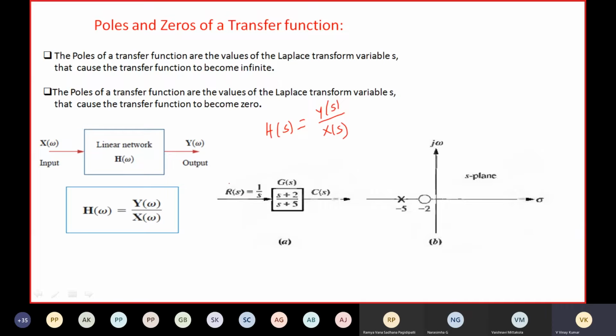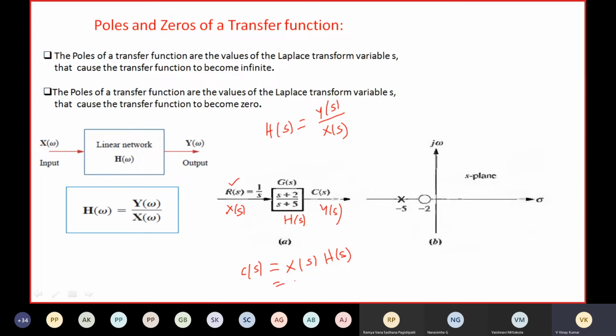Here r of s is the input, you can also write x of s. This is y of s, and this is h of s. So r of s is the input, c of s is the output, and g of s is the transfer function. C of s is simply x of s into g of s, or h of s.